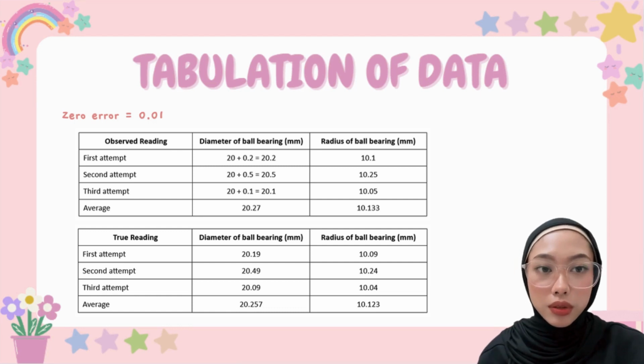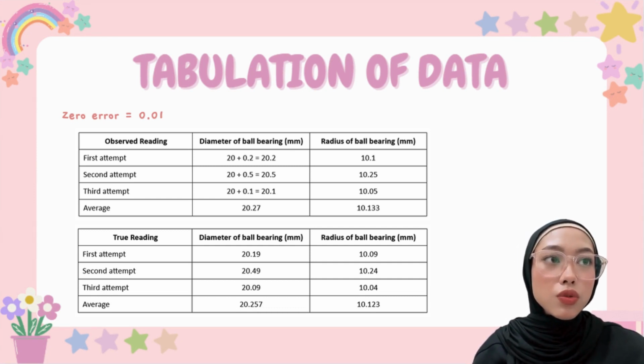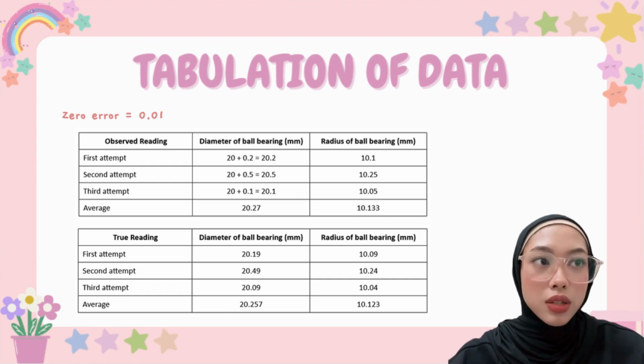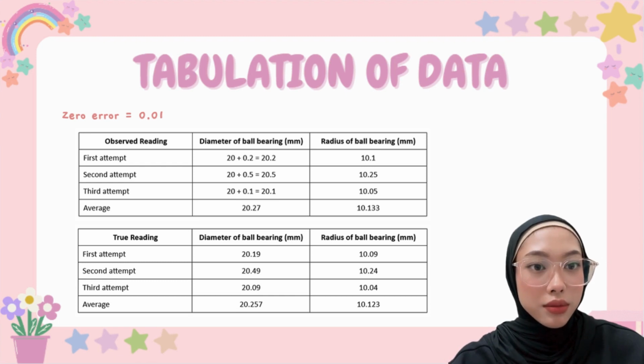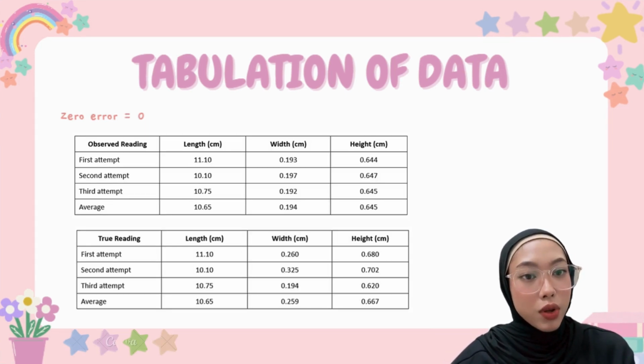So this is the result of the ball bearing measurement. For the average observed reading diameter of ball bearing, we got 20.27 millimeters, and for the average radius of the ball bearing, we got 10.133 millimeters. And the average true reading of diameter of ball bearing is 20.257 millimeters and 10.123 for the radius. And this is the result for glass block measurement.